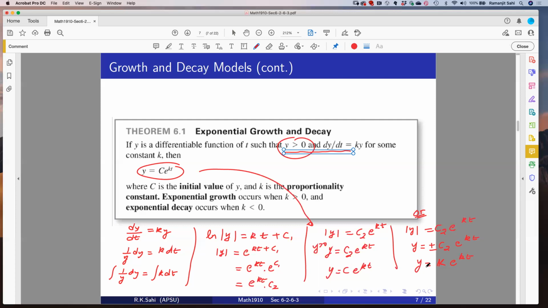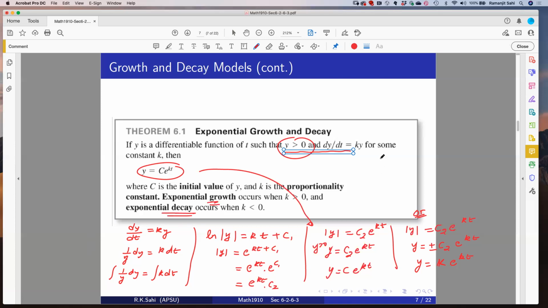Okay, remember, c, k, each one of them is a constant. Bottom line here is that if you're given a differential equation, dy by dt equals ky, the solution for this one is given as y equals a constant times e to the power kt. That's what we need to remember. And that k is the proportionality constant. If k is positive, that means there's exponential growth. And if k is negative, then there's exponential decay.